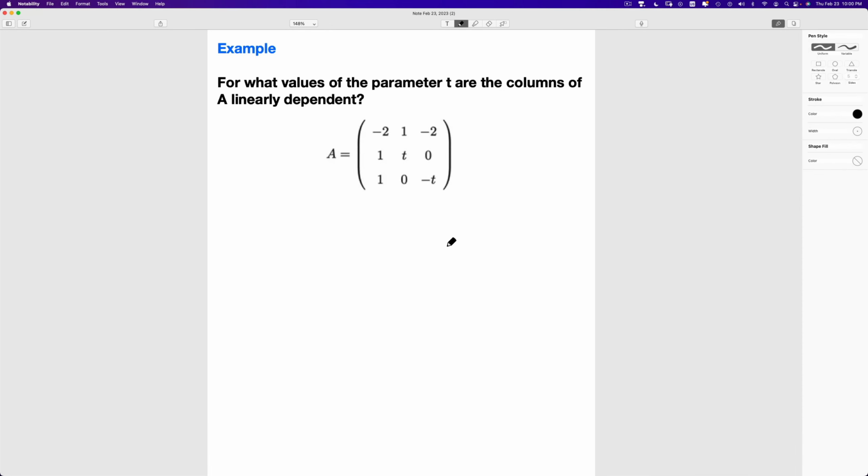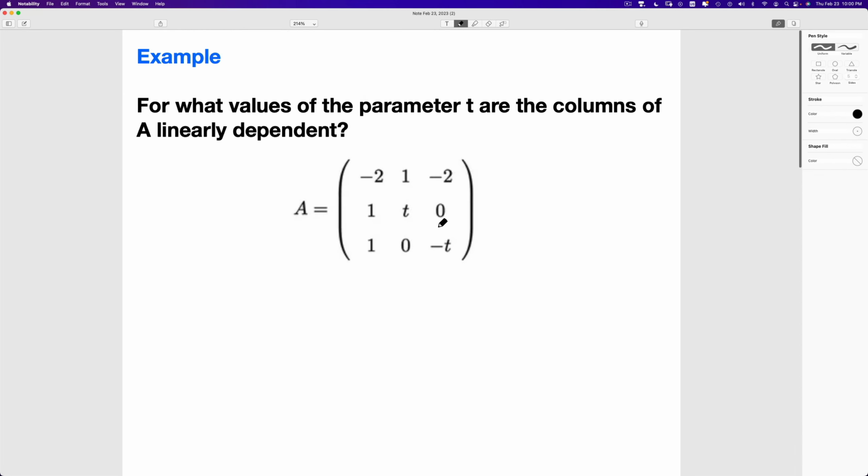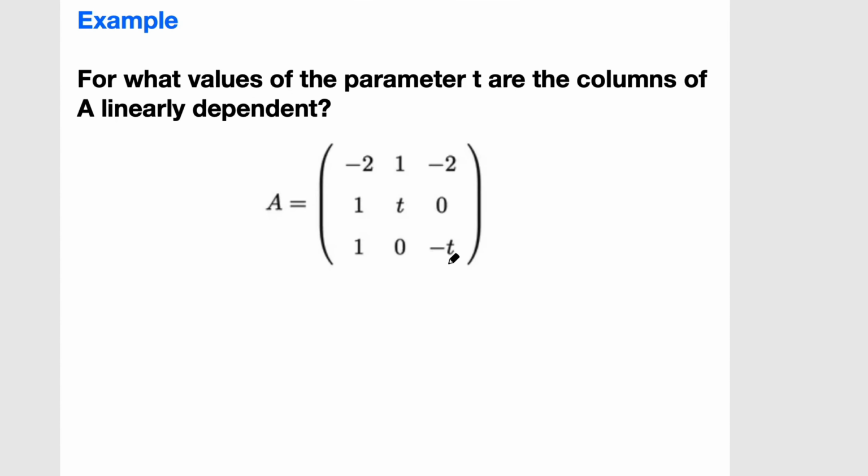Okay, so let's look at the following example. Make this a little bit bigger. For what values of the parameter t are the columns of A linearly independent? Now, technically, okay, so let's start out simple.